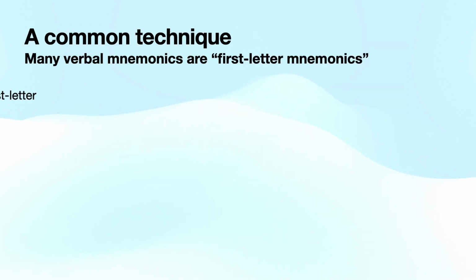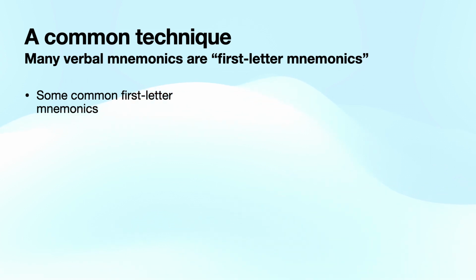One very common technique shared by a number of verbal mnemonics is the use of the first letters from a list of items. For example, we've already seen PEMDAS. Another common example that some of you probably know is the supposed name Roy G. Biv, where the letters of the name are the first letters of the colors of the rainbow.